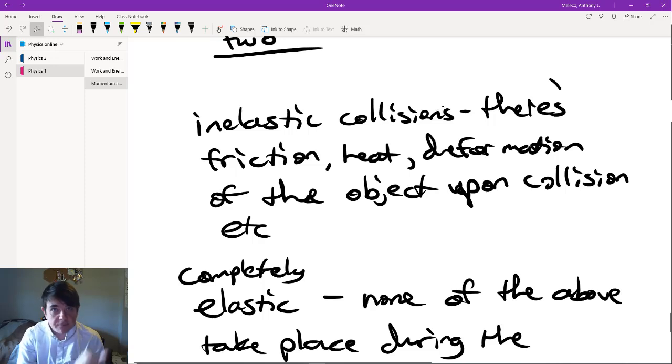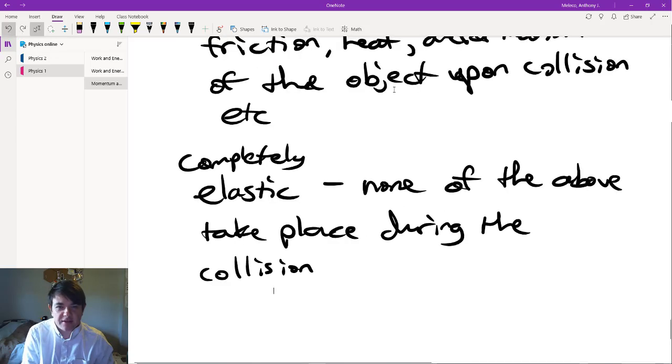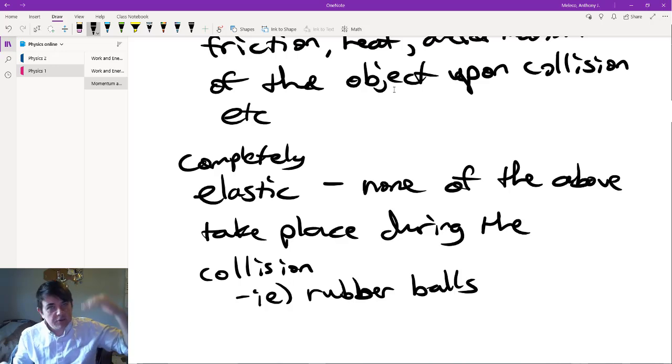So you're not losing heat. There's no friction. It's completely elastic, like rubber balls. Usually it'll be defined as just like rubber balls. For the record, there's probably nothing that's completely elastic in the real world. There's always some degree of loss. Even with 2 rubber balls, if you drop a rubber ball onto the floor, it's not going to reach the same height as it would have before.